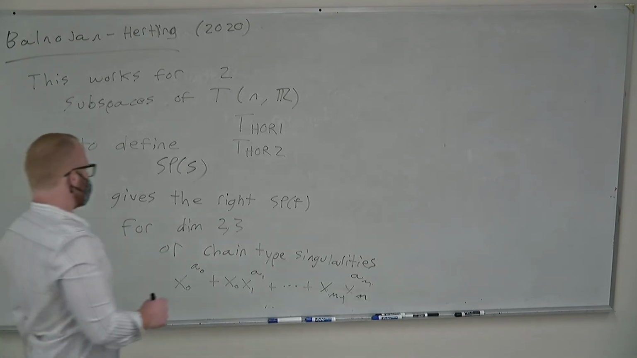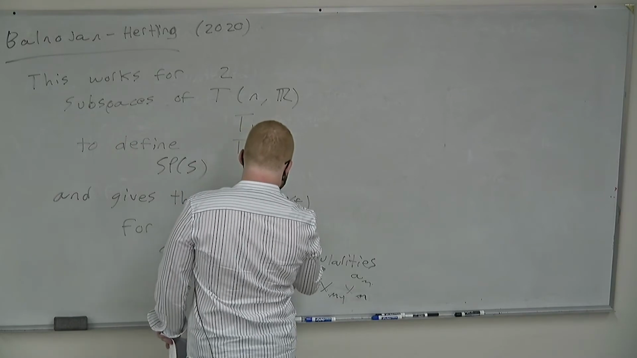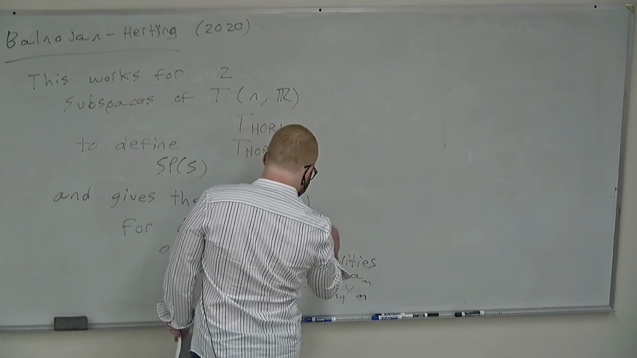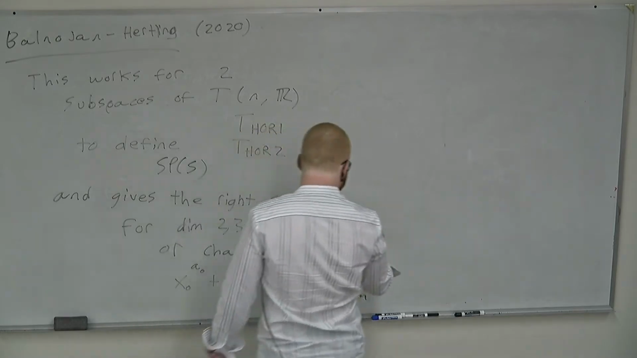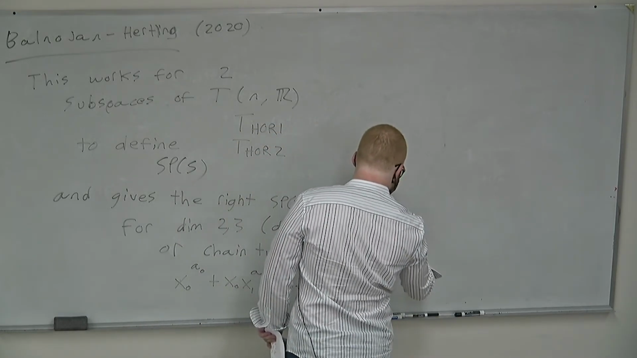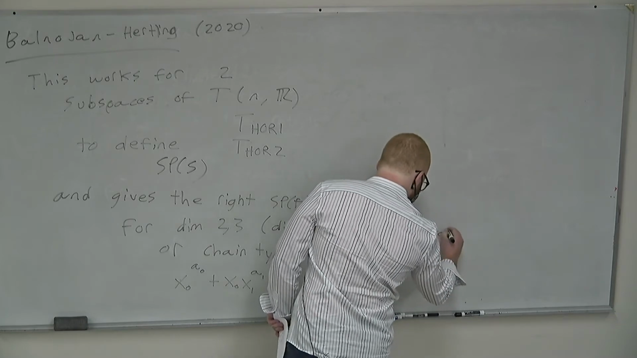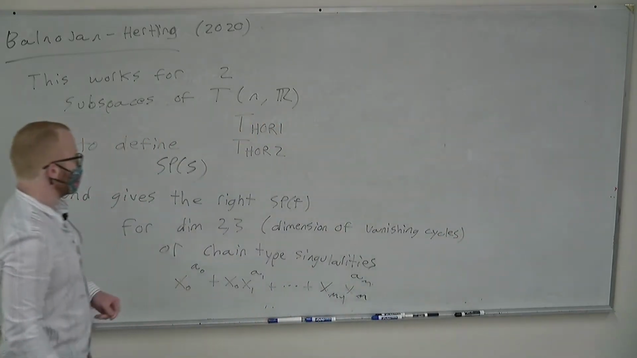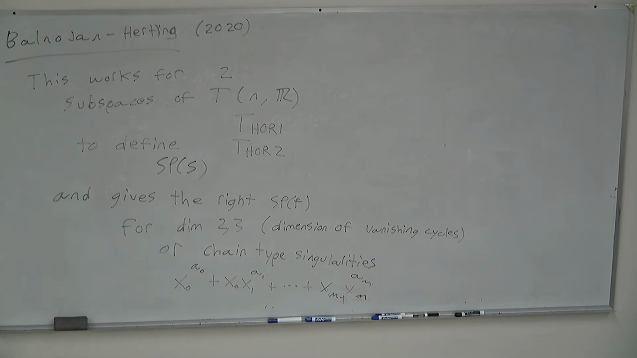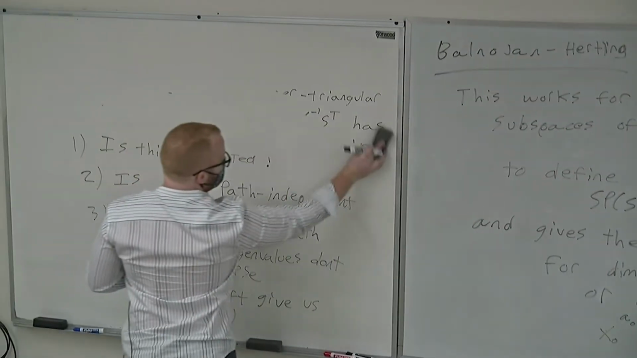When I say dimensions 2 and 3, this is the dimension of vanishing cycles, so the Milnor number. So if I have 2 or 3 vanishing cycles, this will work. Or if I have something that can be written, right after a change of variables, some sort of R equivalence, as a chain type singularity, then this will work as well. So what are these subspaces? I'll just go over them really quick.